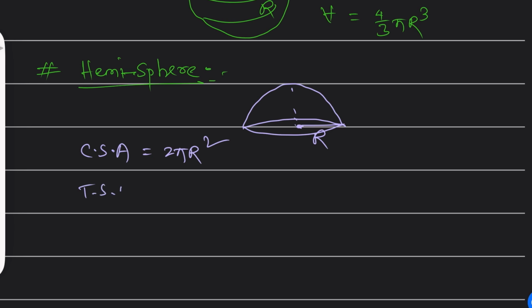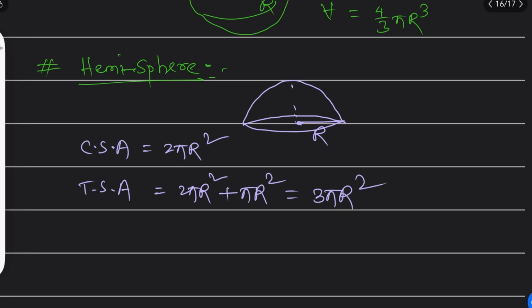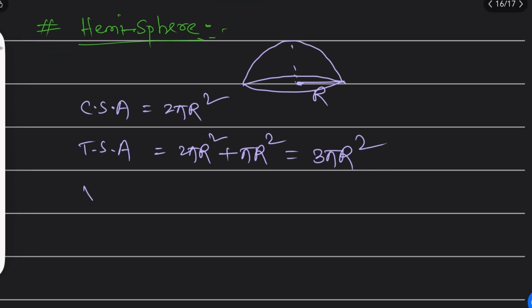Total surface area, that is 2 pi r square plus pi r square as the base area, that is 3 pi r square. The third thing is the volume of the hemisphere, that is half of the total volume, that is 4 by 3 by 2, which is 2 by 3. So, 2 by 3 pi r cube, right.